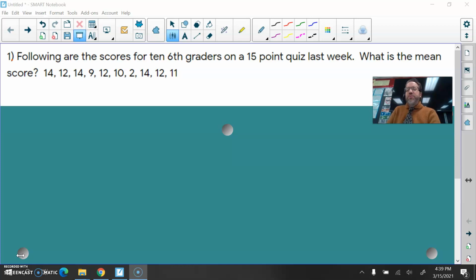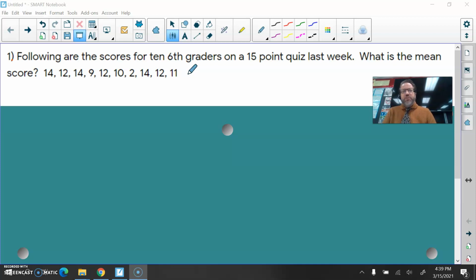Technically, you do not need to put these in order to find the mean. The mean is the average. All you need to do is add these all together. And once you have them all added together, divide by 10 because there are 10 numbers here. And you can use a calculator to do this. You may use calculators on the test tomorrow.